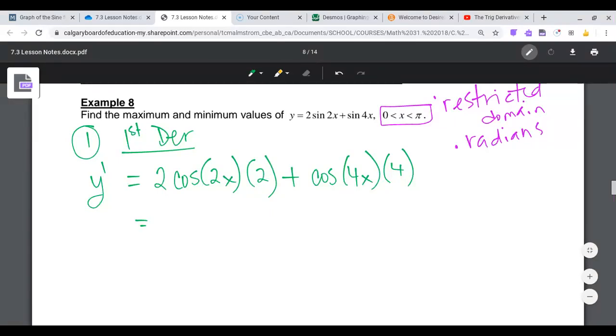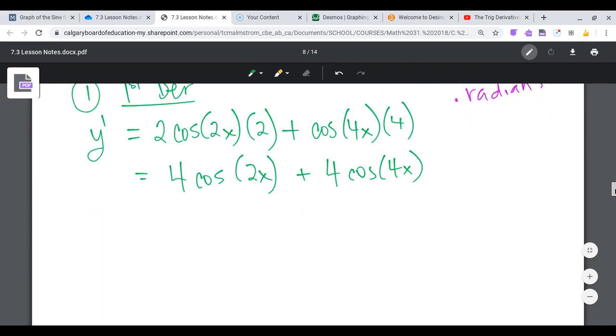So what does this look like? 2 times 2 is 4. So I have 4 cos 2x plus 4 cos of the argument 4x. Now those are different because the arguments are different. So now we're going to try and find our critical numbers out of this.